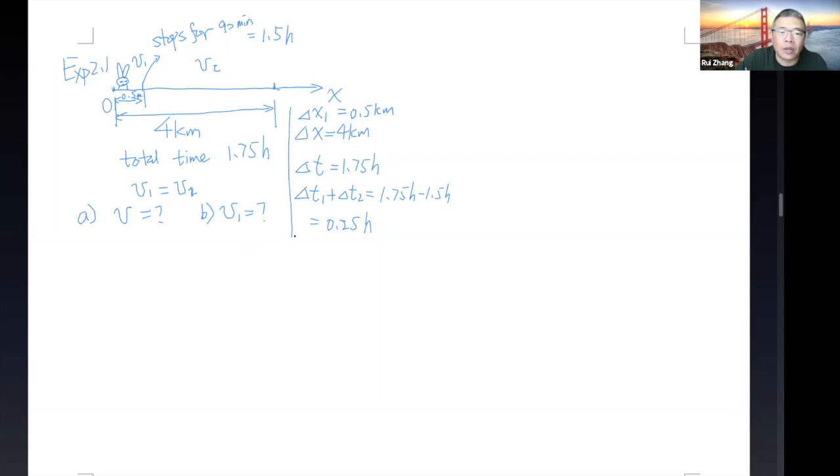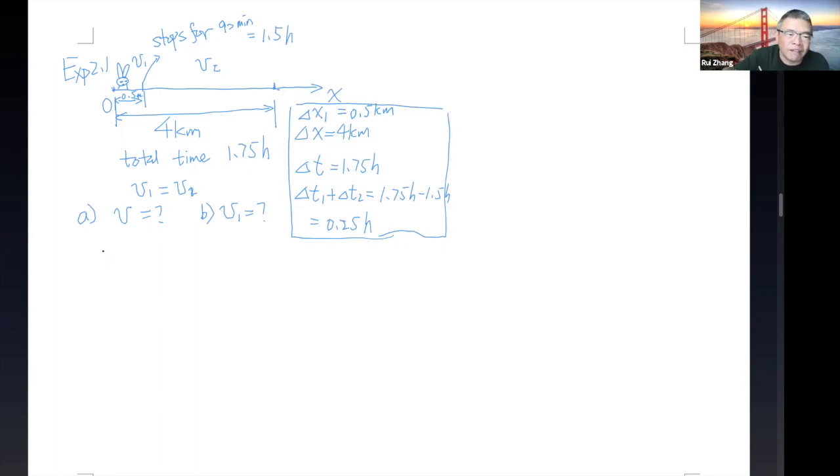So this is everything you know, right? It seems trivial, but writing it down and making sure you don't miss anything is a critical step for solving the problem. If you miss anything here, normally it means that you cannot solve the problem. So it's everything given here, okay? Now this is what we're looking for. Any word problem can be summarized like this.